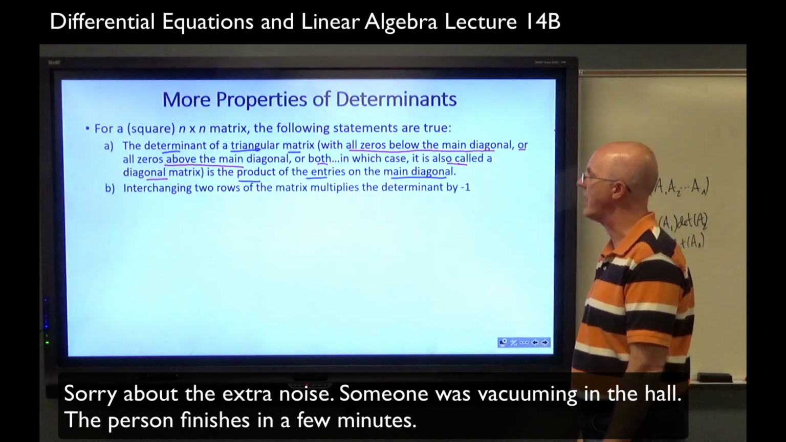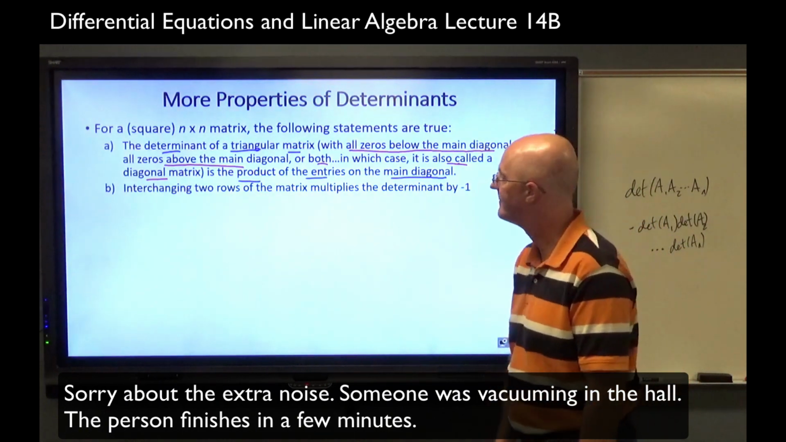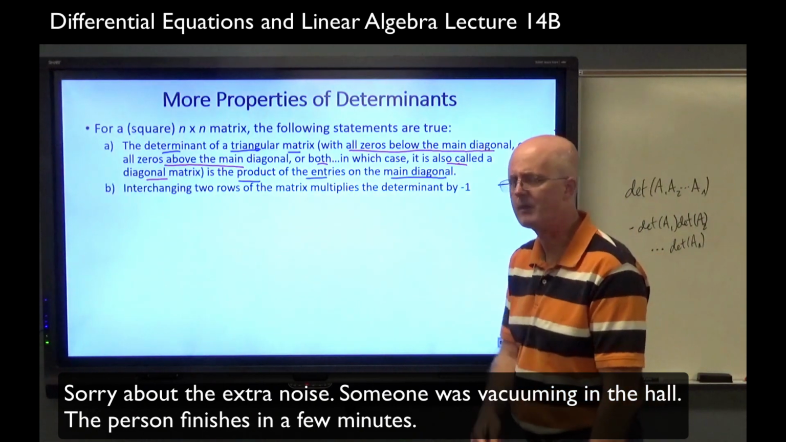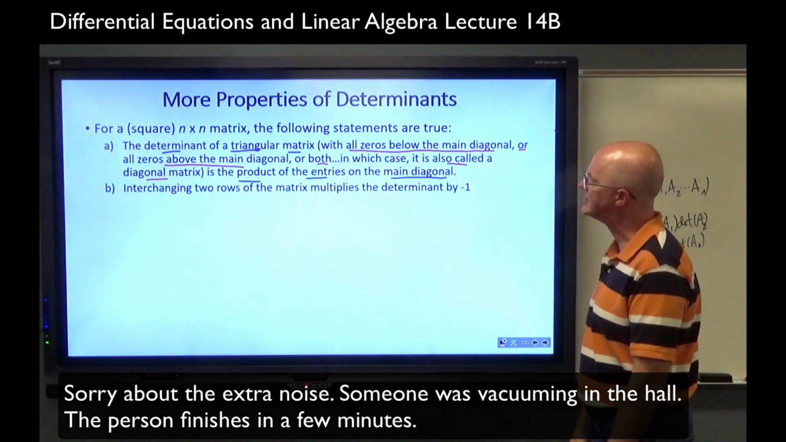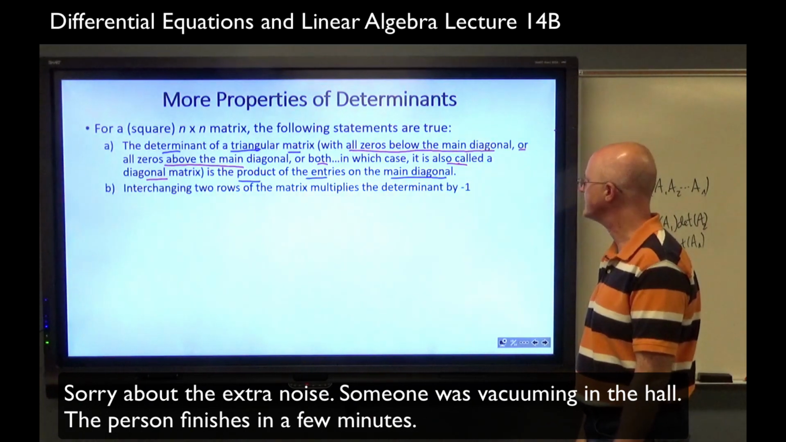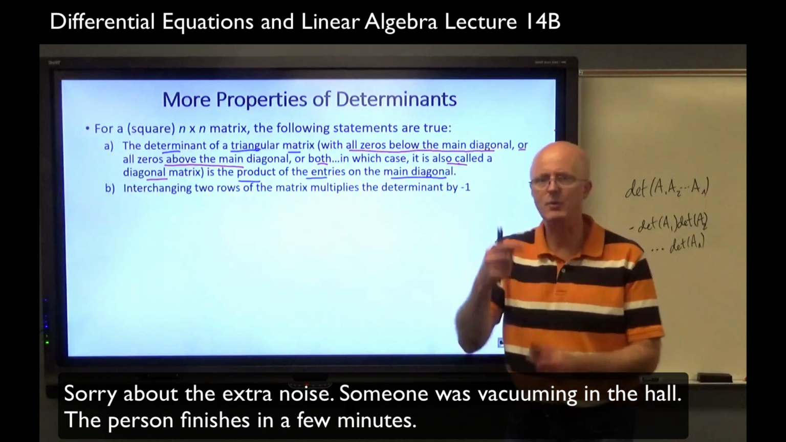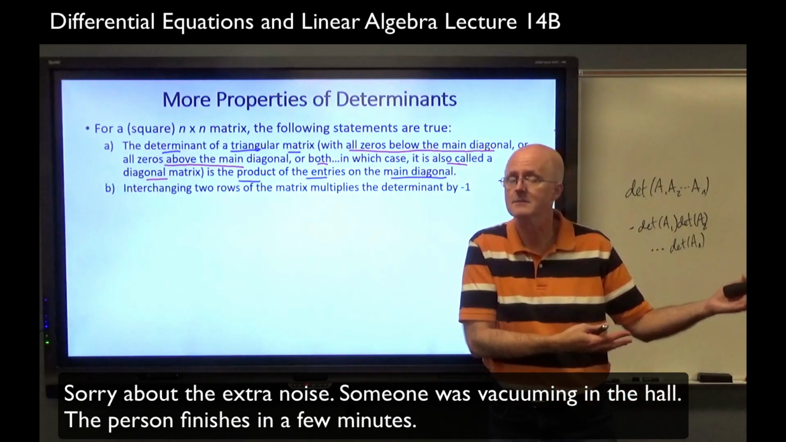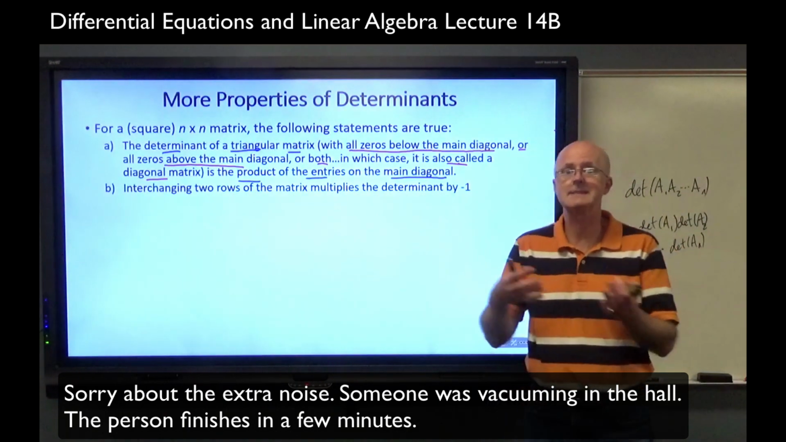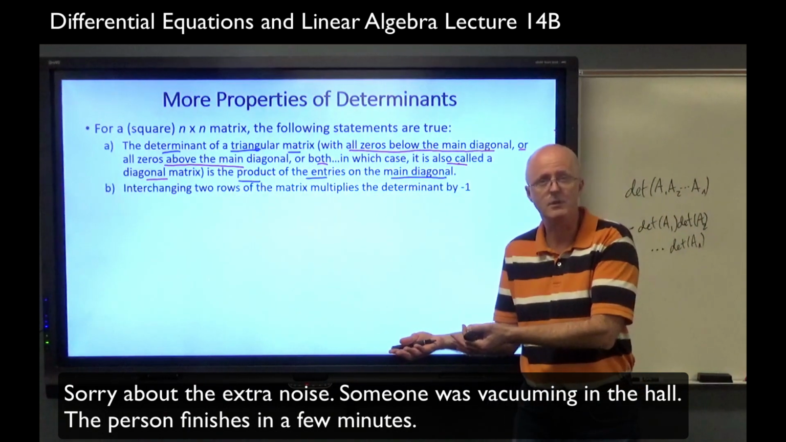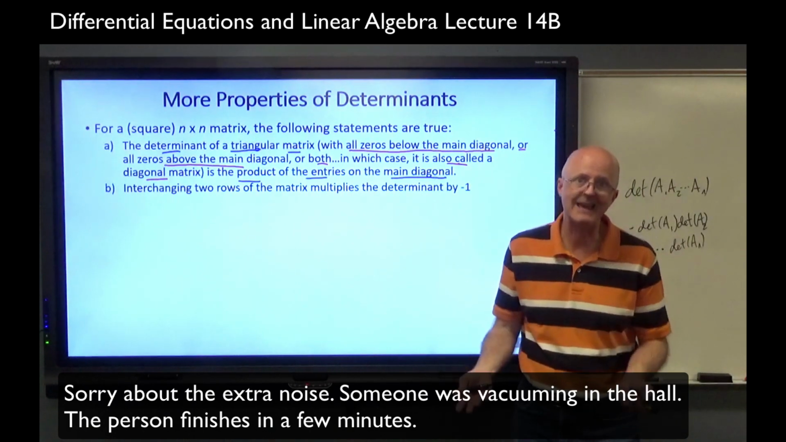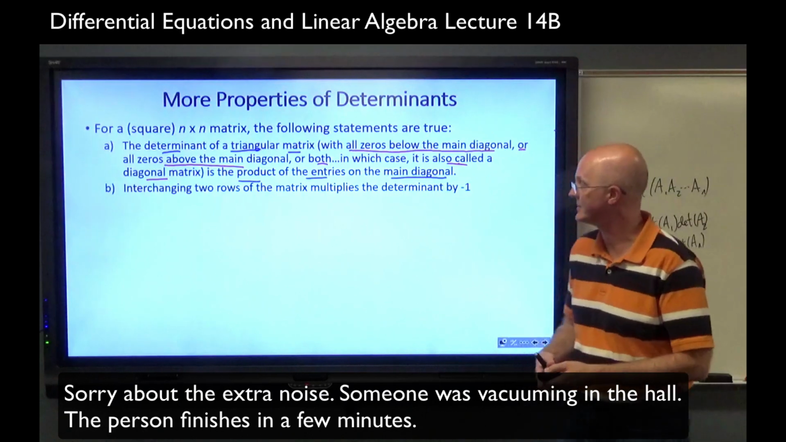More properties. These properties are related to row operations, and we'll probably use them in the next lecture, 15b, to do some calculations. Interchanging two rows of the matrix that we're given multiplies the determinant by -1. If I swap two rows, I get a new matrix, a different one than what I started with. The determinant of the new matrix is -1 times the determinant of the old. If you swap them again, you multiply by -1 again. -1 squared is +1. You get back to the original determinant.